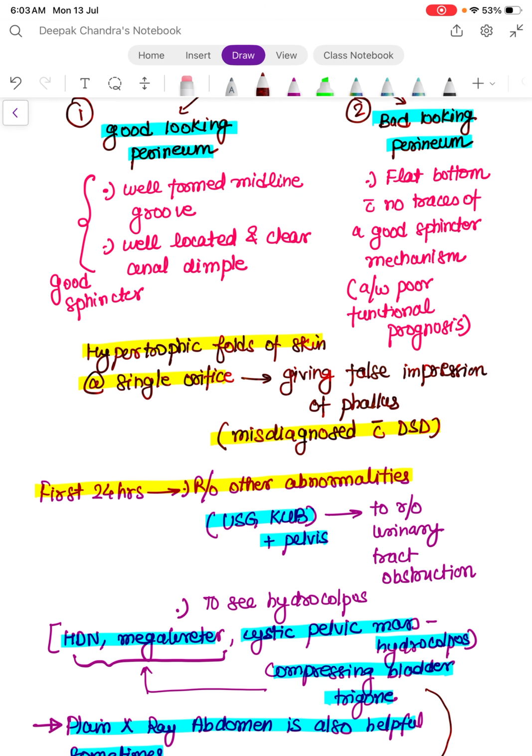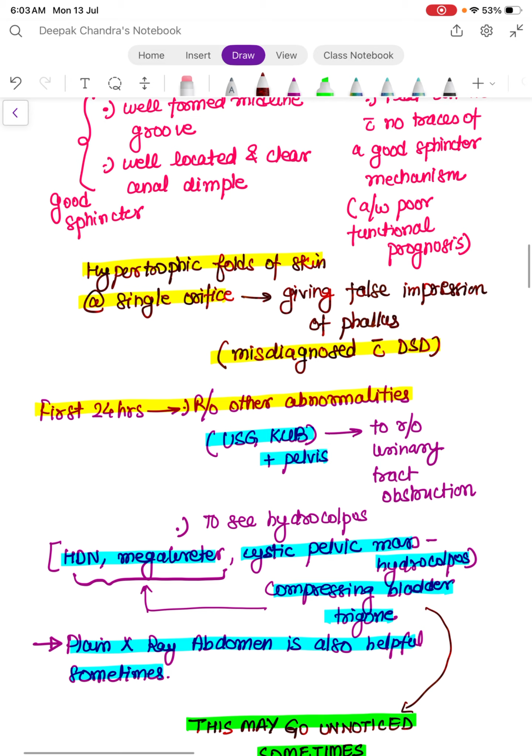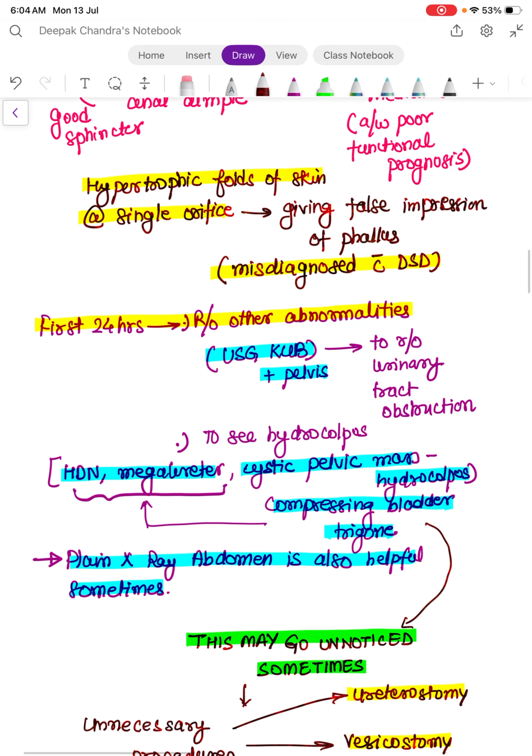Sometimes these babies will have hypertrophic folds of skin along with a single orifice. This will give a false impression of a phallus, and they are misdiagnosed as DSD, that is, differences of sexual differentiation. So in the first 24 hours, as per Pena's teaching, we should not do any surgical intervention. We have to rule out other abnormalities.